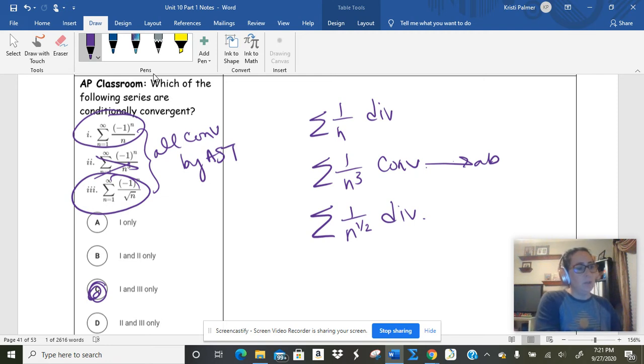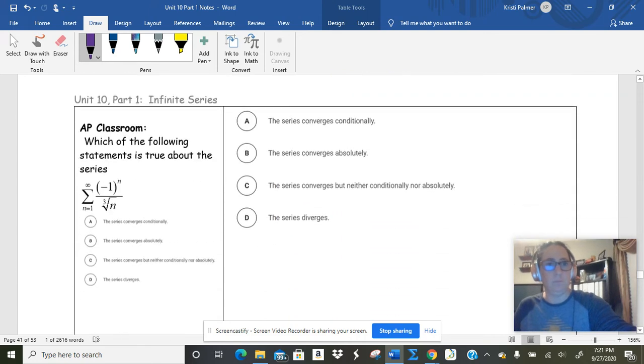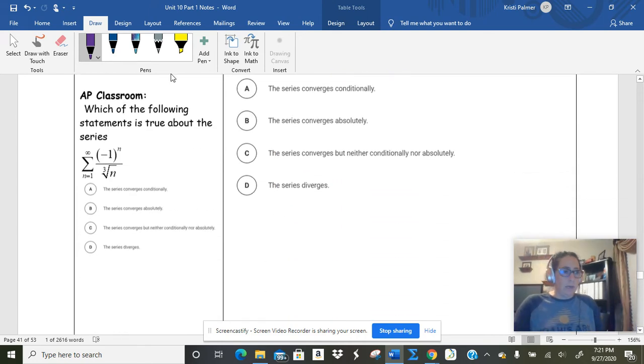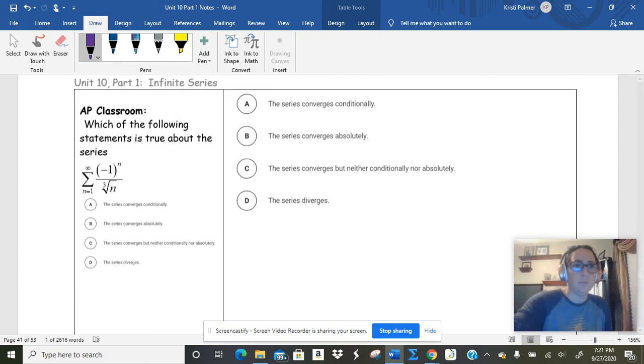All right, two more pages. I want to see if you guys can do this one by now. Go ahead and work this one out. See if you can get the statement that it's going to be. You can pause me and then unpause, but the answer's A. Go see if you get that.